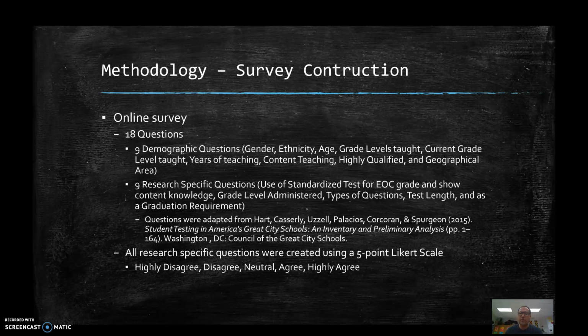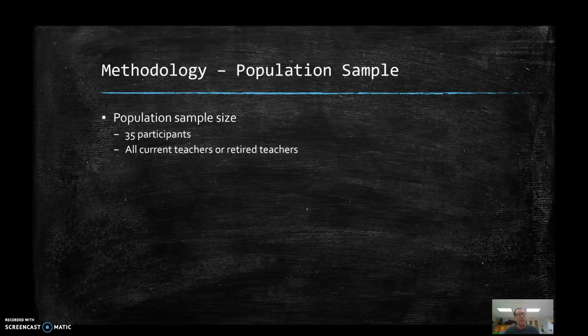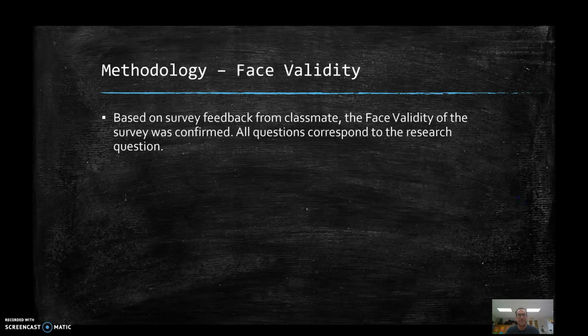All of those particular questions within the research realm consisted of a 5-point Likert scale based solely on highly disagree, neutral, agree, and then highly agree. My population sample size was approximately 35 participants, all of which were teachers with a few retired teachers.